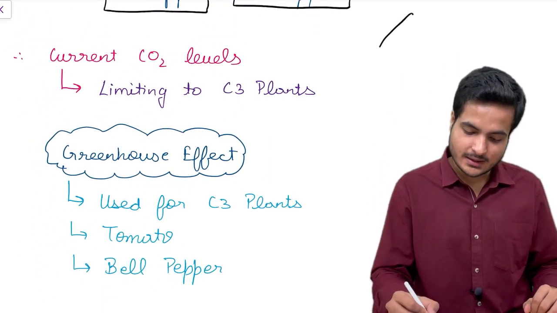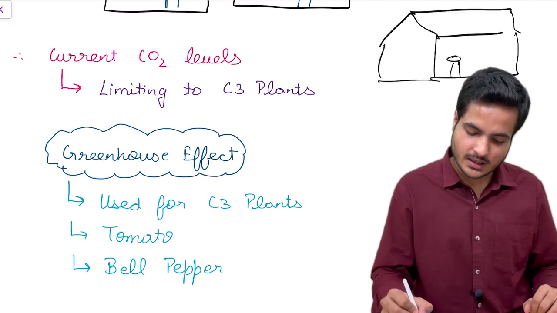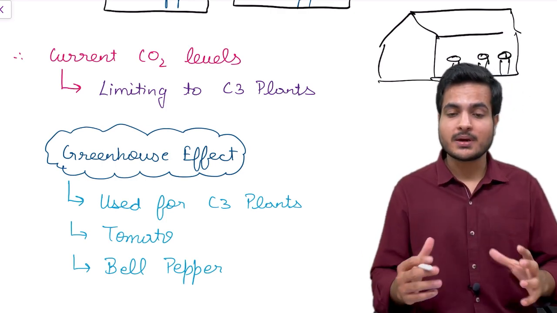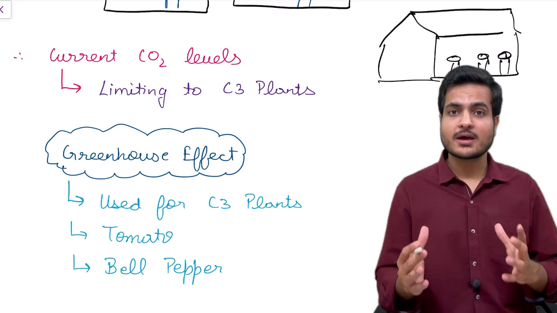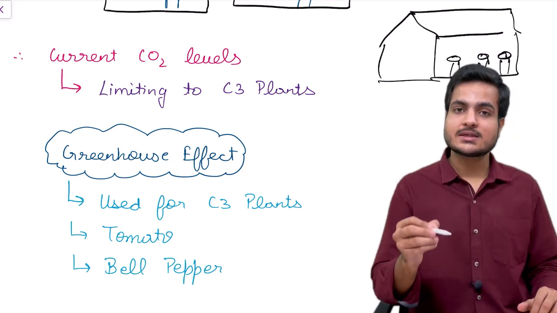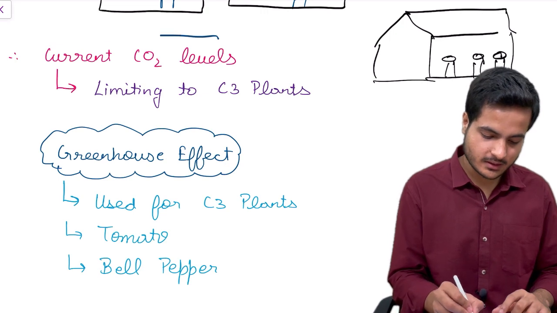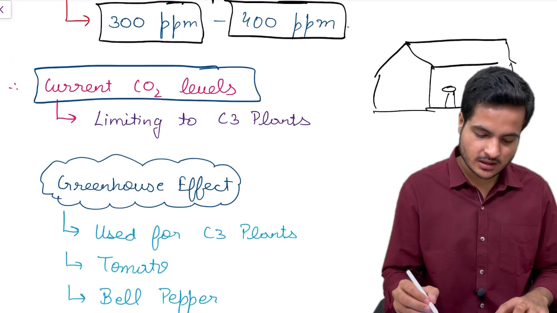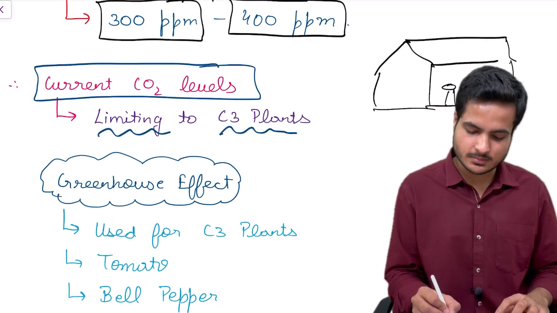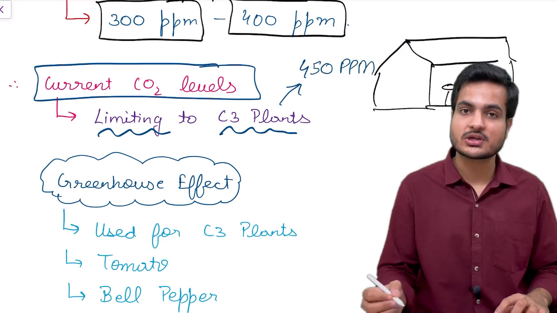You have seen that there are huts made up of fabric under which plants are grown. This is because this causes carbon dioxide entrapment in this hut, and therefore carbon dioxide concentration is increased in the local environment. Therefore these C3 plants could increase their rate of photosynthesis, and therefore we have a statement saying that current CO2 levels, that is from 300 to 400 parts per million, is limiting to C3 plants because they can perform optimum up to 450 parts per million carbon dioxide concentration.